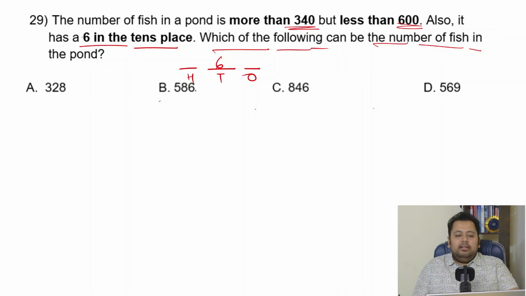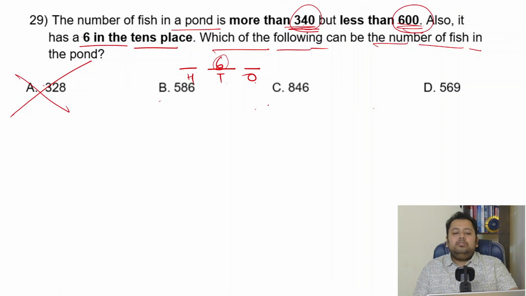Great. Easy one. So hundreds, tens, and ones place, right? So in the tens place, there is six placed, correct? Now, let's look at the options. So first, we know that the number of fish cannot be less than 340. 328 is less than 340, so it cannot be the answer. It cannot be more than 600, right? So 846 cannot be the answer because it is more than 600.